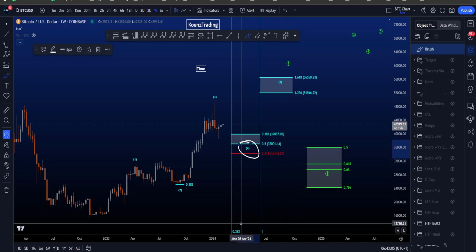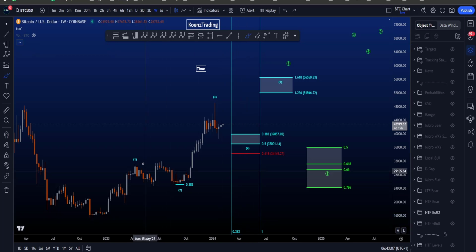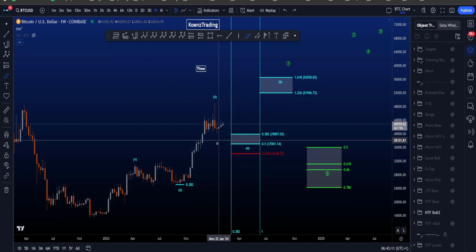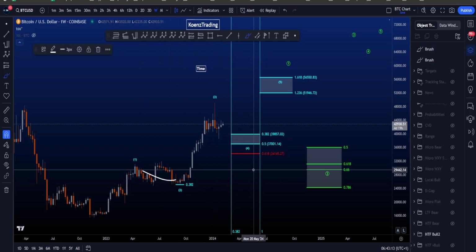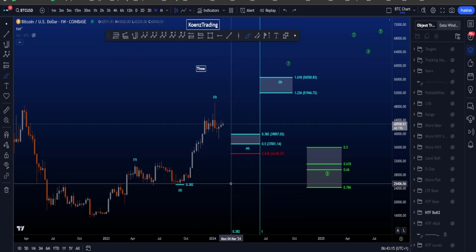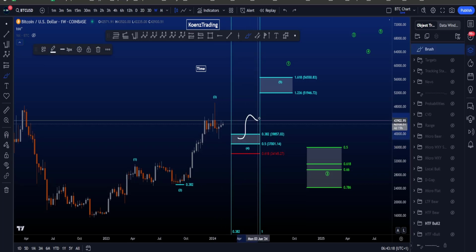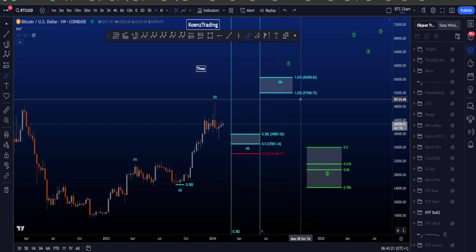Preferably, this wave 4 ends after the 0.382 fib time, taken from the high to the low of 2 to the end of 3 over here, to compare 2 with 4, with the 0.382 sitting on the 4th of March 2024. After wave 4, we want to see another impulsive structure to the upside in a wave 5.